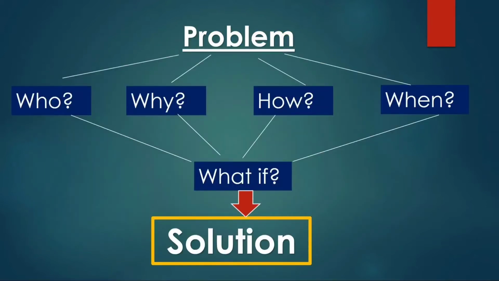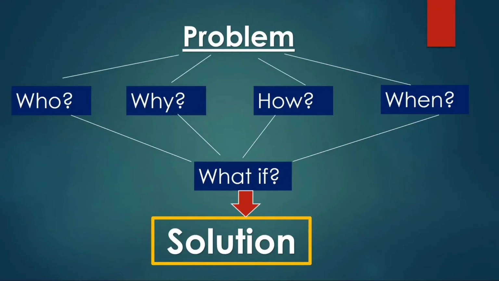Now see this chart. In this chart, first it is written problem, means a situation where we find something difficult to do. Then when there is a problem, we start asking how, who, why, when, and another question is what if, meaning what if it does not happen like this. And at the end, when we find all these answers, we get the solution. This is given over here.